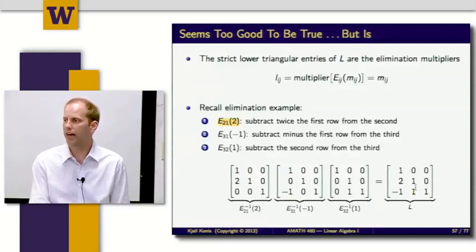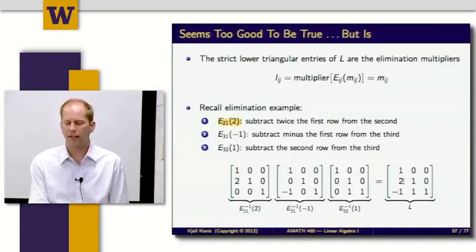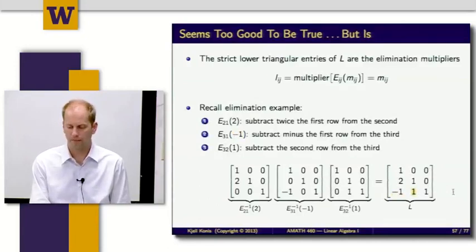So I can start off with L being the identity matrix. When I do my first elimination step, E21, I just write a 2 in here. Do my second elimination step, E31 of minus 1, I just write the minus 1 in here. And when I do the final elimination step, I write a positive 1 in the third row, second column, so in the 3, 2 position here.